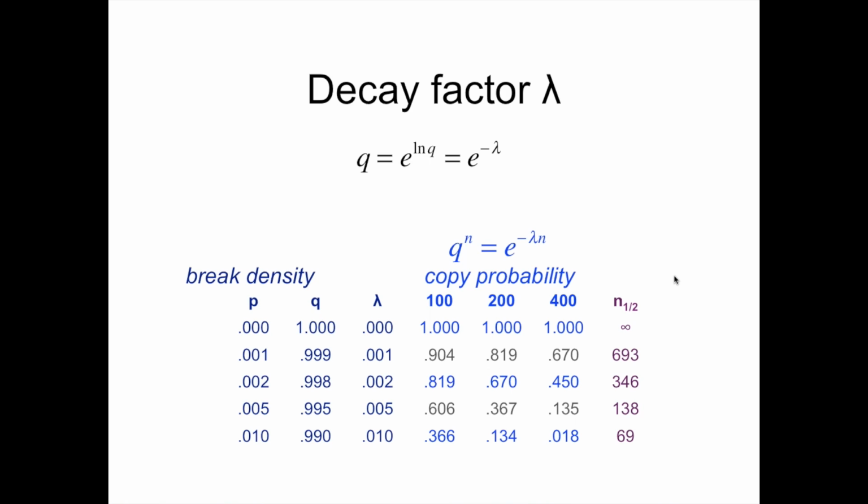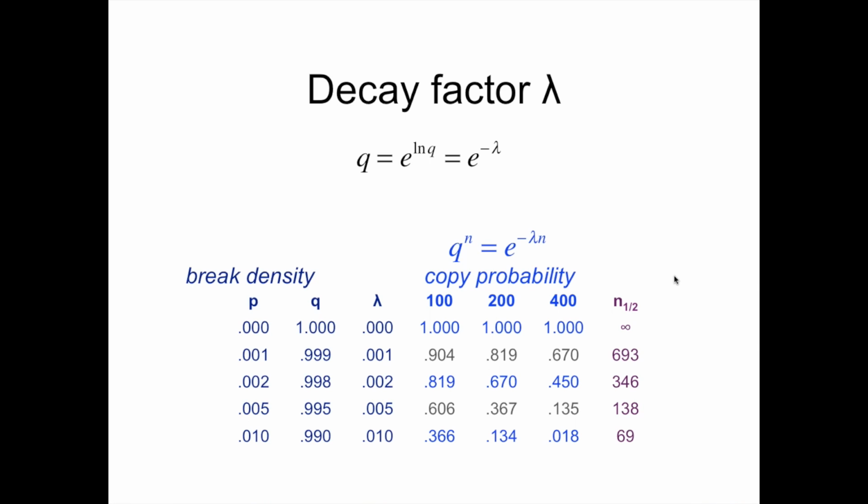But what happens in the next row when P is 0.001? That is, there's a 1 in 1,000 chance of a break, and that's the break density. Well, we see lambda is the same after the math is done. It's also 0.001. In fact, you'll notice that for small values of P, lambda, the decay factor, is essentially the same as P, the break density. That would change if P was a lot higher, but then all the DNA would be gone. It wouldn't make much of a difference. So let's notice that the decay factor, lambda, is essentially the same thing as P, the break density.